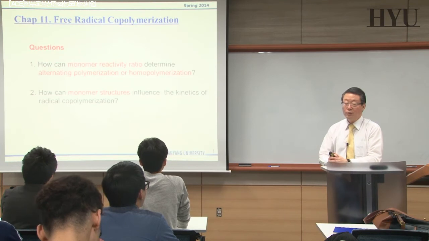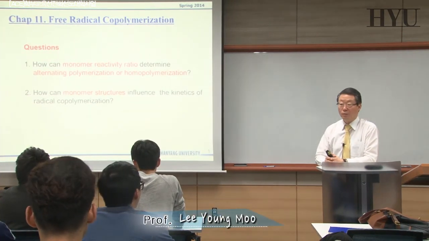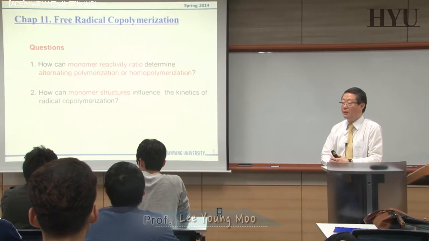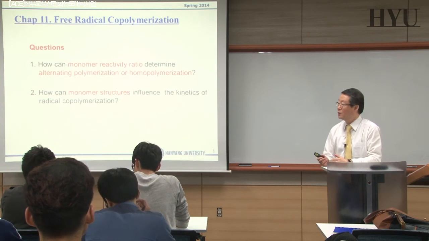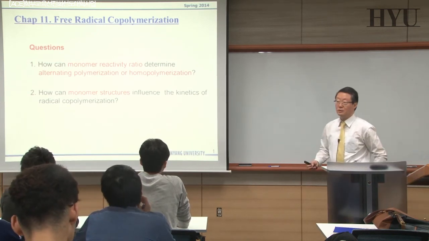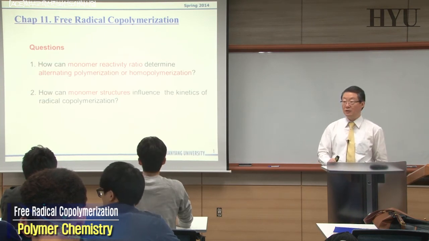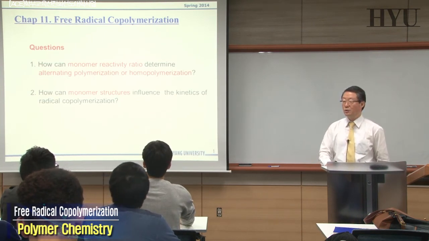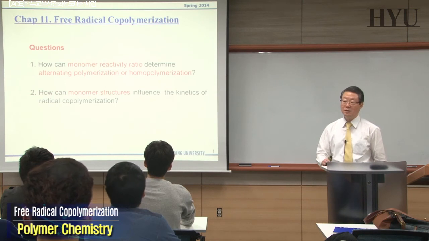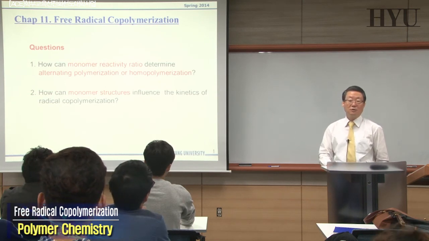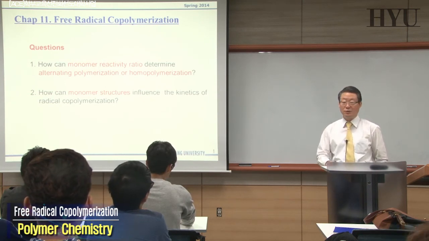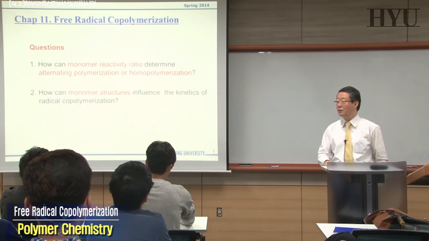So from today, we will talk about the free radical copolymerization reactions. As you all know, we have already talked about the radical and ionic polymerization in Chapter 9 and Chapter 10. And those were chain growth polymerization reactions. We will further talk about the copolymerization reaction because we have already touched on the homopolymerization reactions.